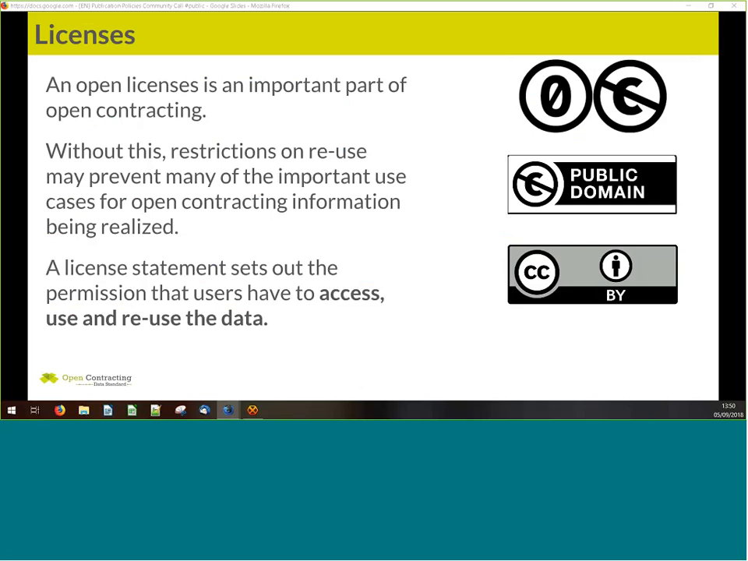So just to talk briefly on licenses as well, a slightly separate thing from the publication policy. There's a separate place in your OCDS data to declare your license, but we tend to recommend it's also included in the publication policy because it's so important. It's really important because they make it clear there's no restriction on reuse of the data. So without providing that license, users might not know what they are and aren't able to do with the data, which can obviously limit the benefits of getting contracting data out there in the open.